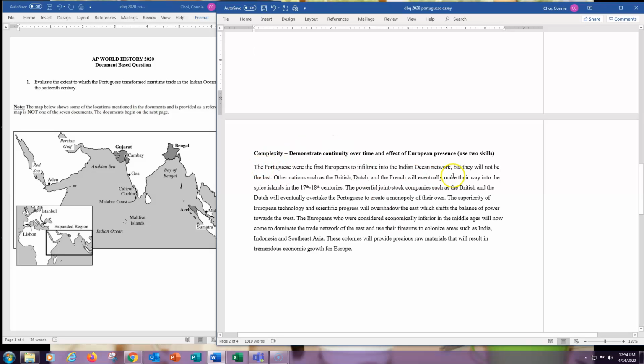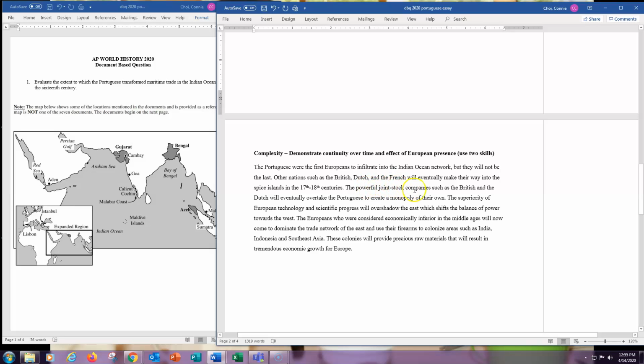So what is the continuity? I'm showing that although the Portuguese were the first to enter the Indian Ocean, they are going to be followed suit by the British, Dutch, and the French, who will basically dominate by coming into the Spice Islands in the next centuries.